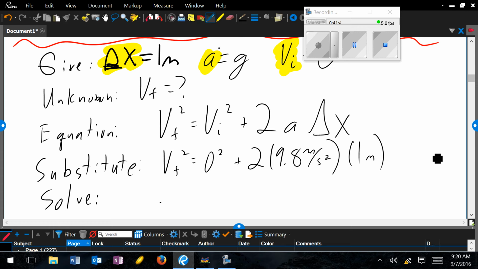So this is 19.6. What's the square root of 19.6? It's going to be around 4.4 or something, 4.5. Somebody have a cell phone there? Oh, square root? Yes, 4.4 something.